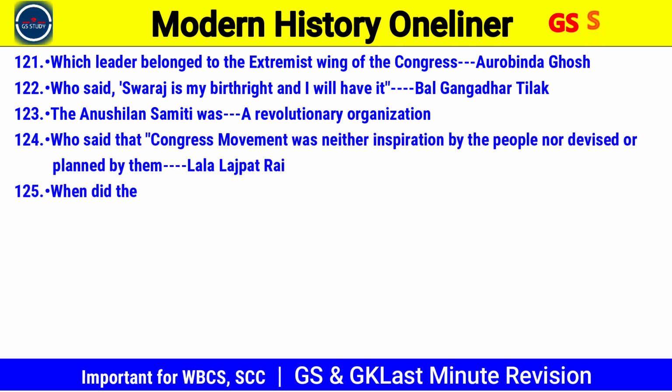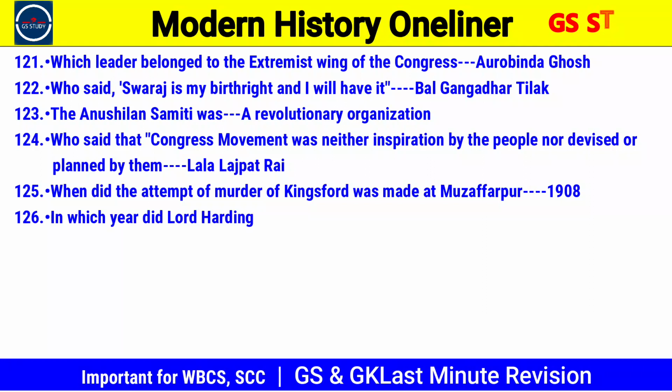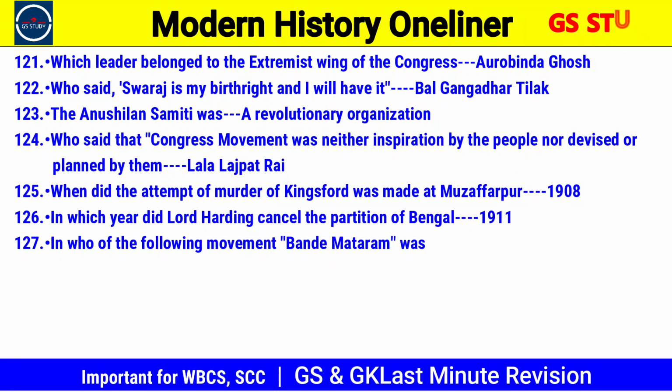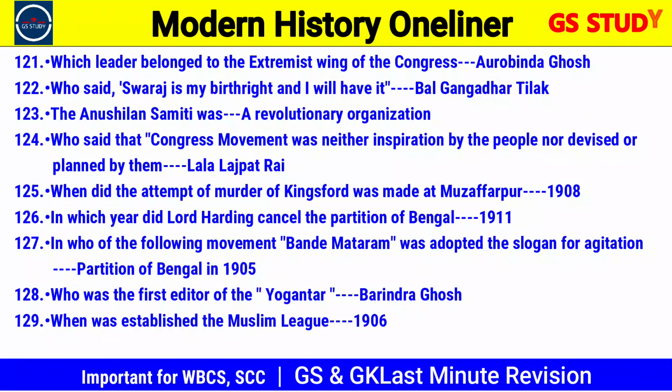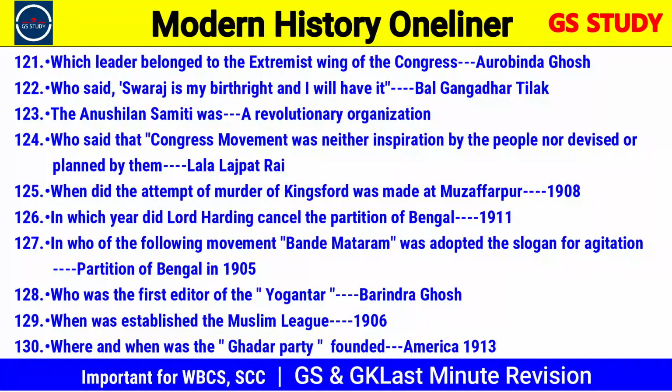122. Who said, Swaraj is my birthright and I will have it? Bal Gangadhar Tilak. 123. The Anushilan Samiti was a revolutionary organization. 124. Who said that Congress movement was neither inspired by the people nor devised a plan by them? Lala Lajpat Rai.